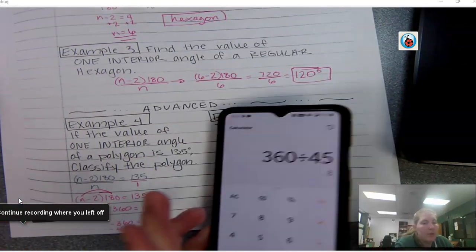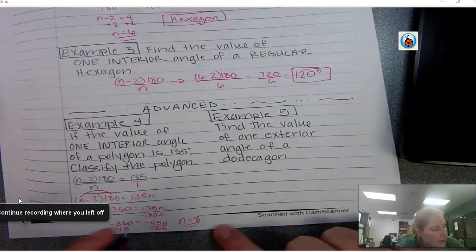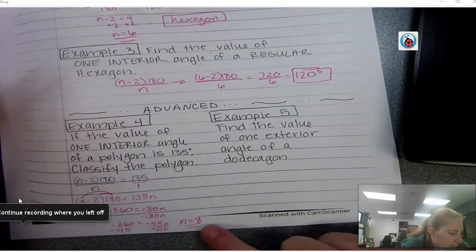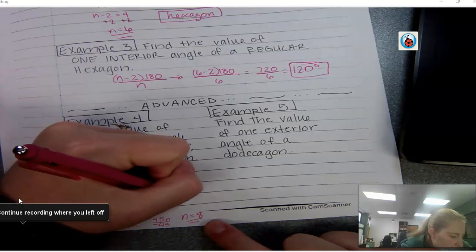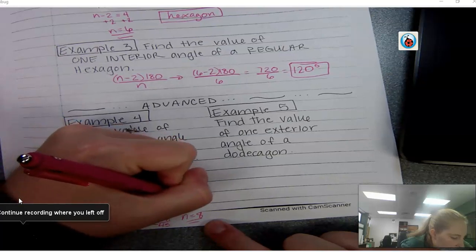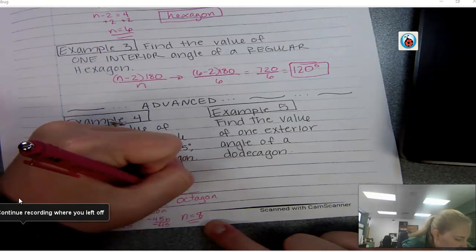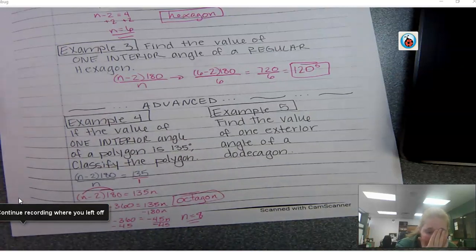Alright, but it wants us to classify the polygon. So we're not just solving for n. We are taking 8 and figuring out which shape it is, which is an octagon, an 8-sided shape. Okay?